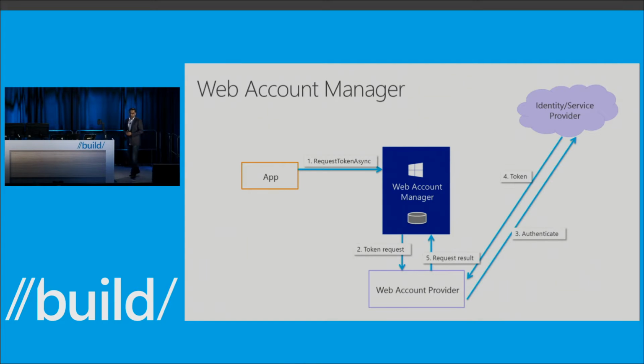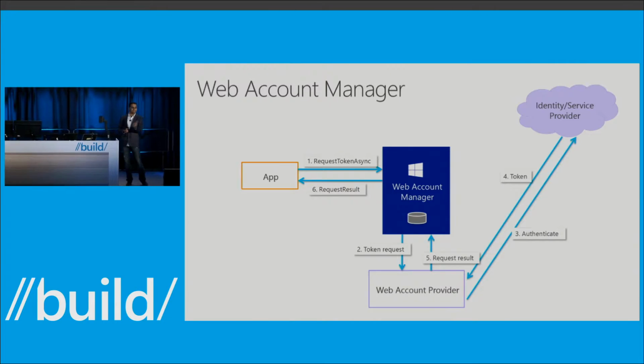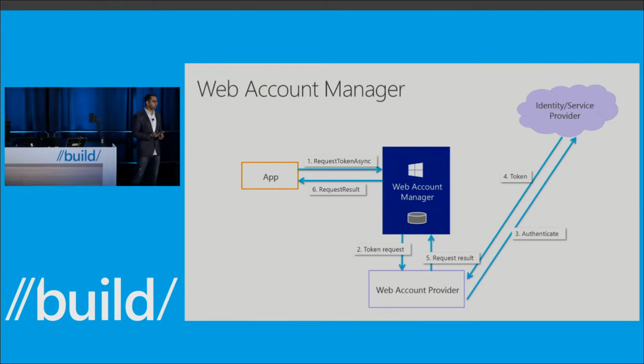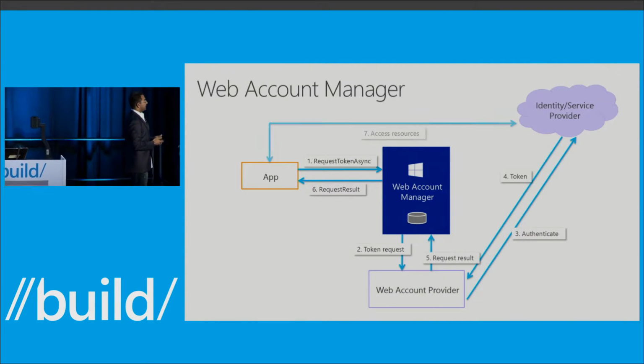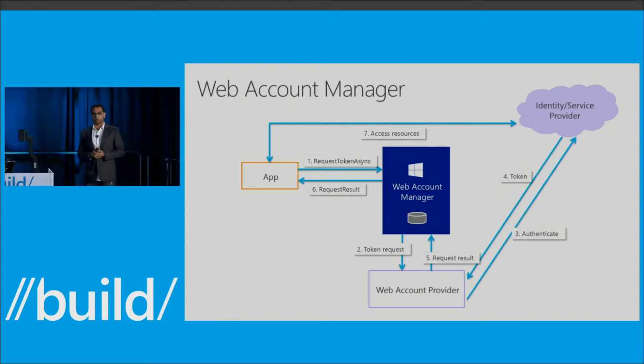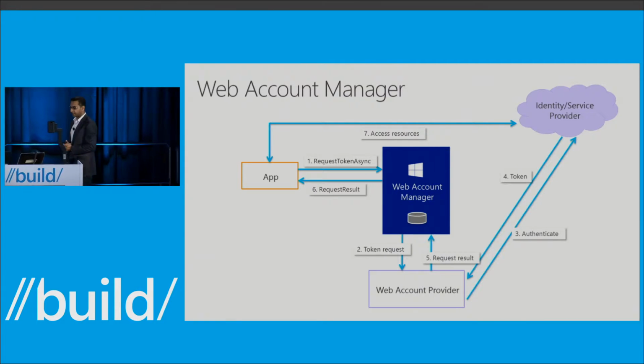So once we cached that token and the data that we got back from the Web Account Provider, we passed that token back to the application in the form of the request result. I'm going to deep dive into the request result and crack open what is in it that's more than just the token. Eventually, the application uses this token and talks to the identity service.